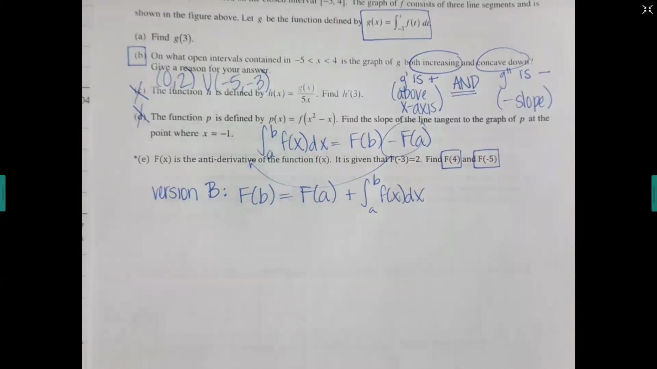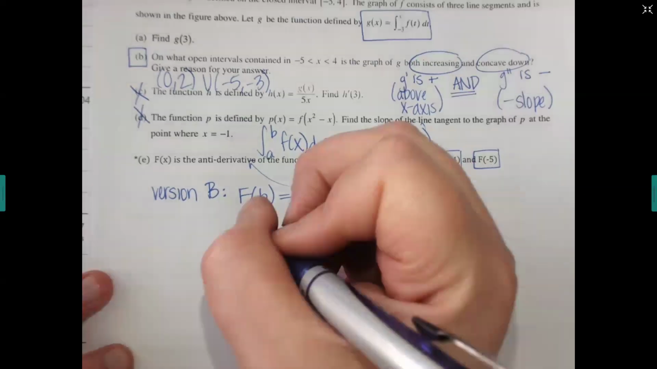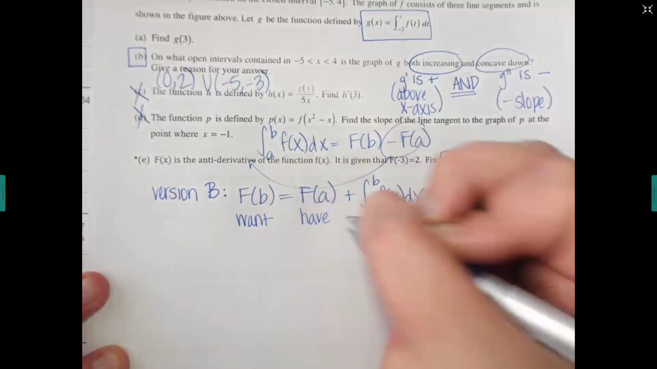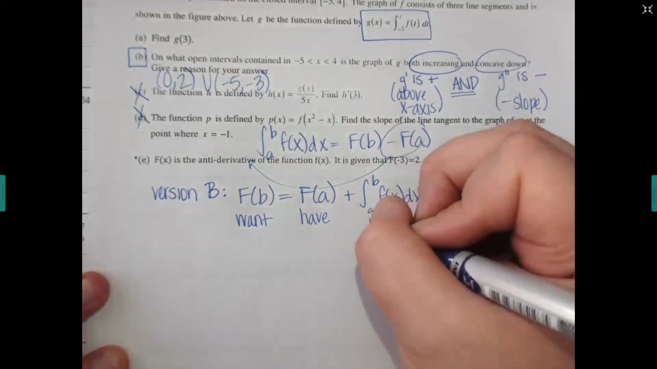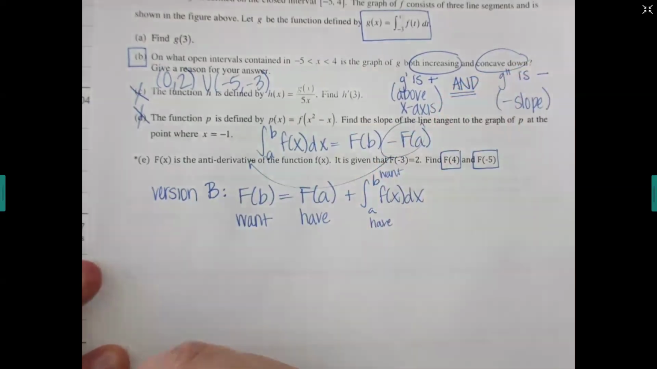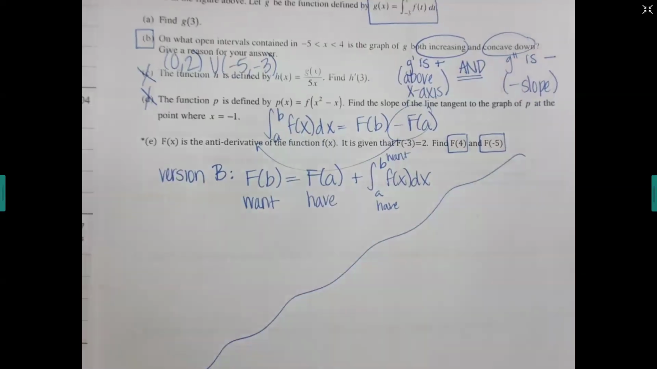in version B. Now, here's why this one helps us out. If I want capital F at any number, whatever capital F you're given, if you add that to the integral between them, you can find whatever time you want. So F of B is what you want. You're going to start with what you have and then integrate from what you have to what you want. Okay, so let me show you what I mean by that.